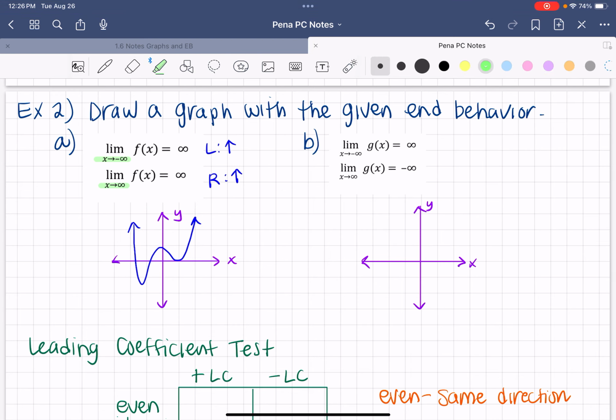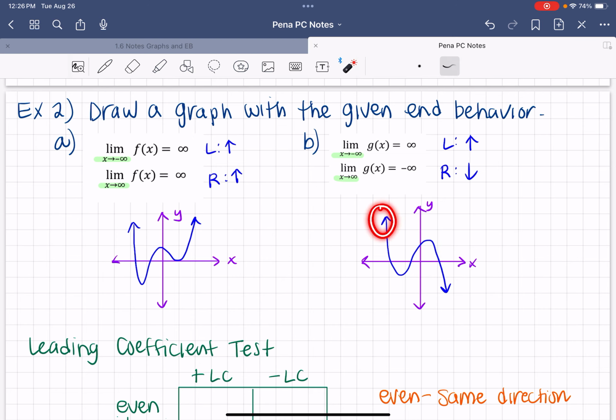Okay, and then for part B, this time it's g of x. Again, take a close look at those x's. So the top one is negative and the bottom one is positive, so I know that's left and right. And then g of x is positive infinity, so the left needs to point up. And then over here, g of x is negative infinity, so the right needs to point down. So on this one, it could be a line, honestly, but I'm going to do, let's say, like a cubic function, something like this. So the left is pointing up and the right is pointing down.